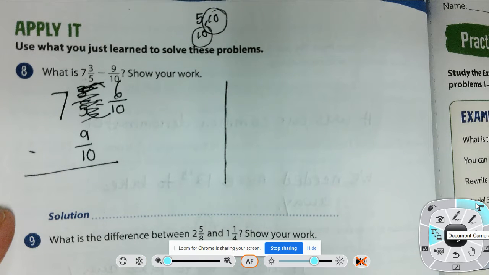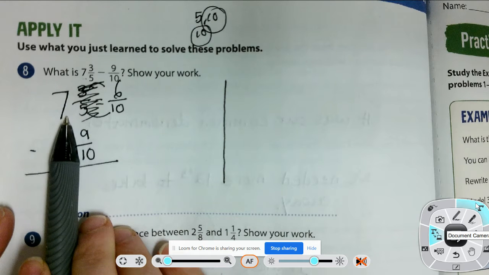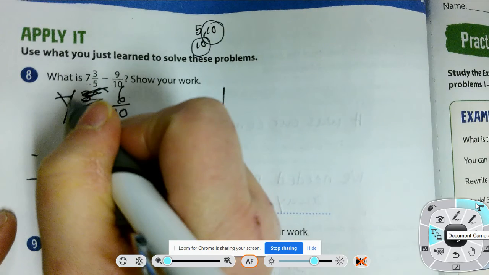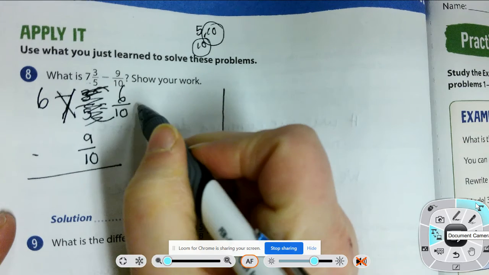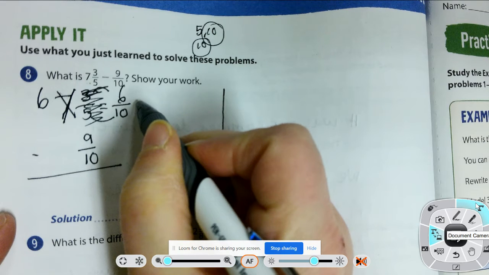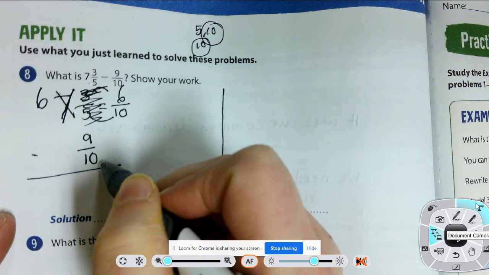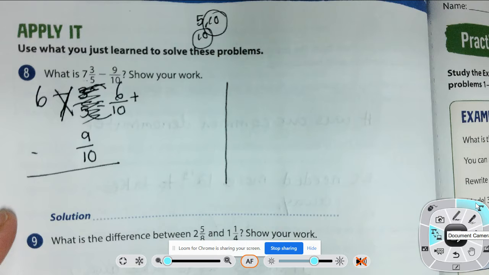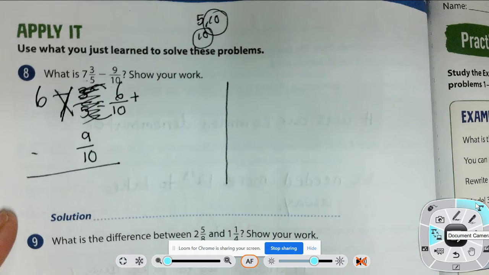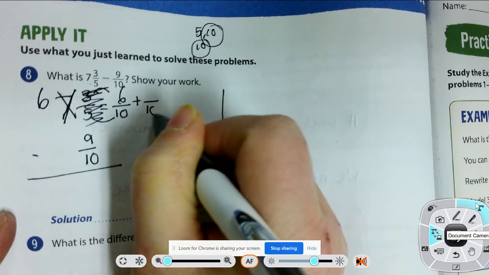So you need to borrow, and you're going to borrow from the whole number. So to borrow, remember, we're borrowing a whole number. We're going to take it from the 7 and turn it into a 6. But you can't just add 1. I couldn't say plus 1 because then we still can't take away the 9/10. So we're going to add 1, but we're going to do it in fraction form using the same denominator that's already there. So this is in tenths already.